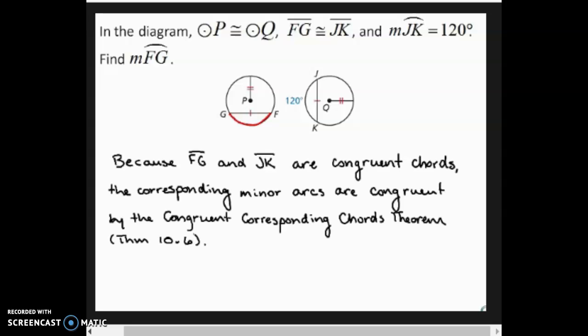Because line segment FG and line segment JK are congruent chords, the corresponding minor arcs are congruent by the congruent corresponding chords theorem. So in circle Q, you were given that the measure of arc JK equals 120 degrees. So the measure of arc FG equals the measure of arc JK. Thus, the measure of arc FG equals 120 degrees.